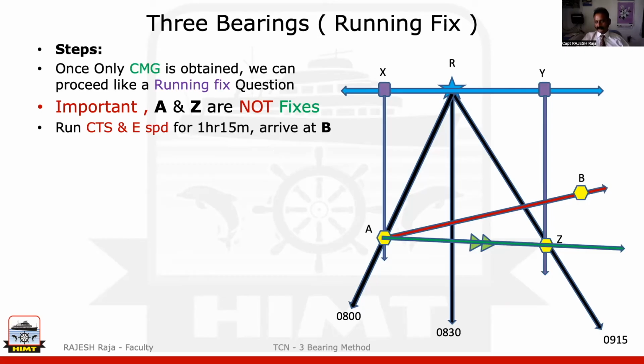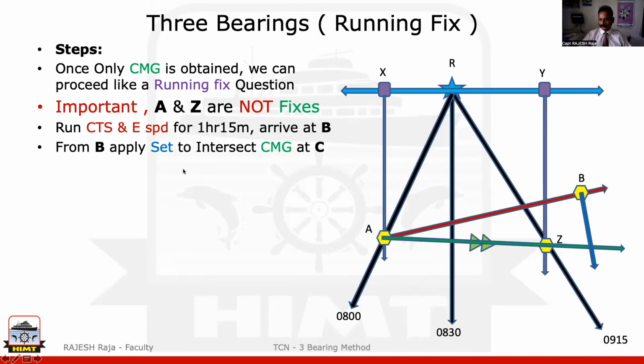At this stage, if you look at the question, I had a third data known to me. The third data was your set. Please remember, set is only a direction. So I don't have the rate with me. Set is only direction. I'm going to apply that set exactly in the same direction from Bravo. You will see it will come and intersect the CMG track. It can intersect anywhere on the CMG track depending on the set. Mark that as Charlie. Again, Charlie is a marker. It is not any fix or anything.